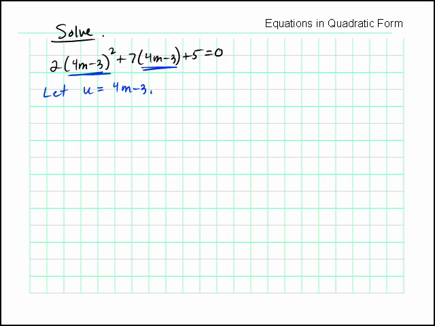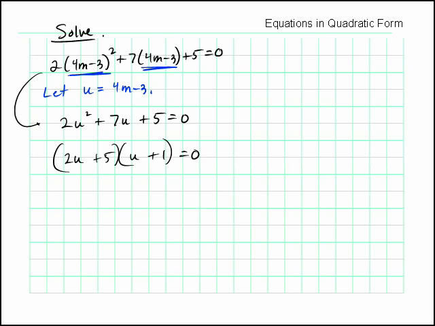Now if I do that, this equation becomes 2u squared plus 7u plus 5 equals 0. It's now a quadratic equation, and this one does factor, so I'm going to solve it by factoring. It factors to 2u times u, and then plus 5 and plus 1. Setting each equal to 0, I end up with 2u plus 5 equals 0, or u plus 1 equals 0.